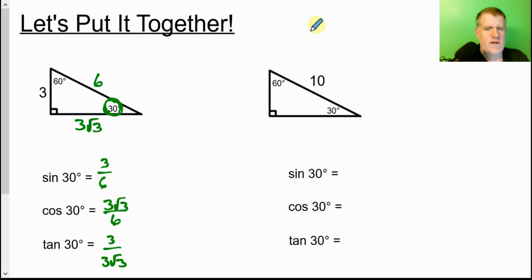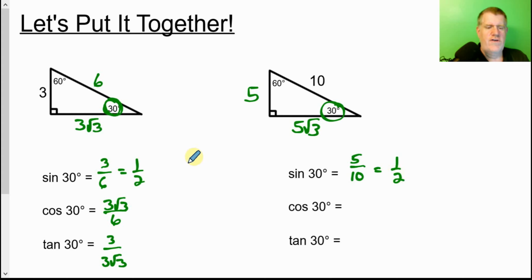Okay, let's do this triangle. Hypotenuse is 10, means that's 5, and that's 5 roots of 3. So the sine of 30 is 5 over 10. Well, what do you know about 3 over 6 and 5 over 10? They're both a half. Sine of 30 degrees is always a half. Cosine of 30 would be 5 roots of 3 over 10, or adjacent over hypotenuse.